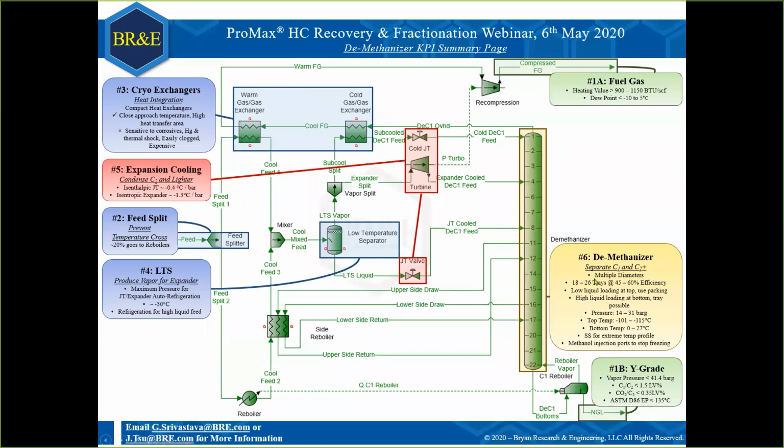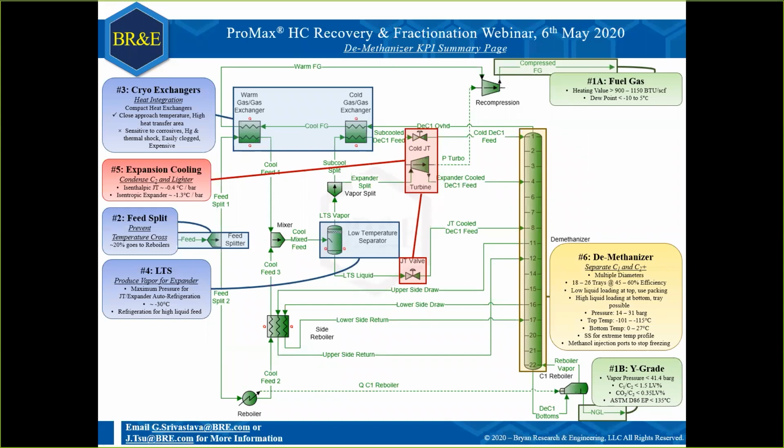First, it says here multiple diameters. It's not very apparent from a ProMax model, but generally speaking, the top of a demethanizer is a lot bigger in diameter compared to the bottom. This is because the majority of these feeds, the methane feeds, are at the top, and this top section, as a result, will have a larger diameter.